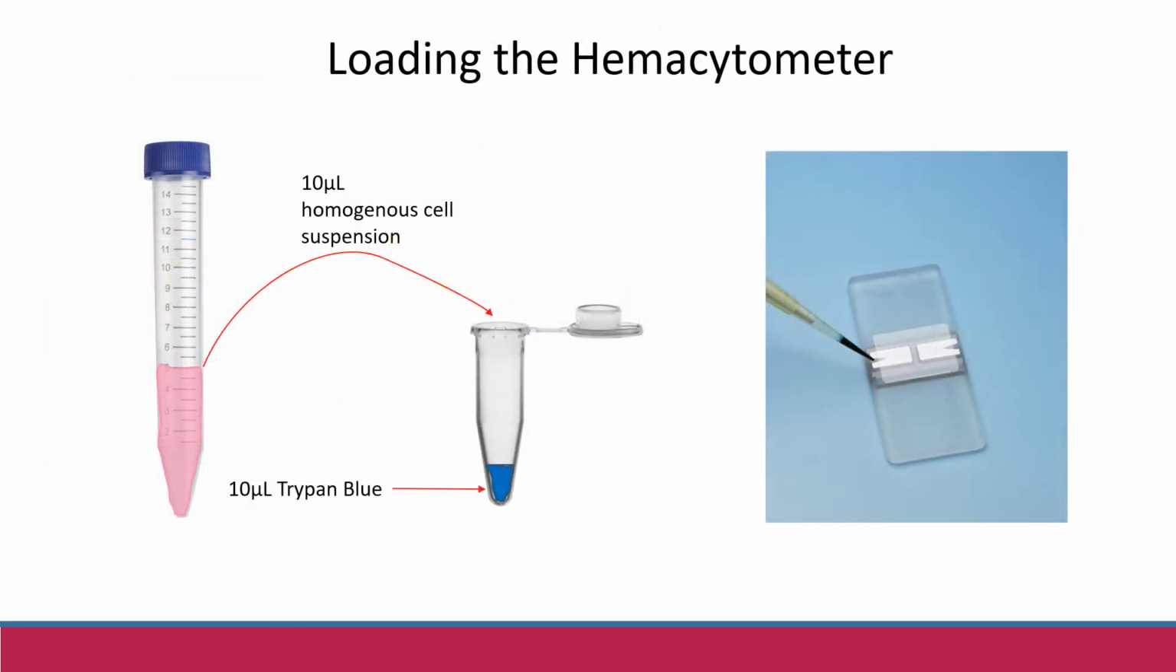To count cells, add a 10 microliter aliquot of your cell suspension to a clean 1.5 milliliter centrifuge tube. Add an equal volume of Trypan blue and mix well with your pipette. Load 10 microliters of this cell mixture onto the hemocytometer by resting the pipette tip in the valley formed by the cover slip and slowly releasing the mixture from the pipette. Capillary action will draw the liquid in.